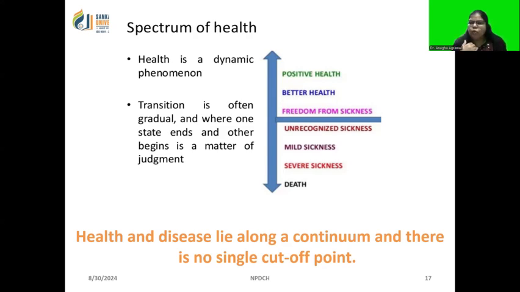Okay. Then when you actually catch the cold, at that time you have unrecognized sickness. That means the bacteria are there inside your body, multiplying, but not causing you any harm. So that is unrecognized sickness. Then comes mild sickness where you start having some cough and cold and later some fever, and then if you do not treat that, you will have severe sickness, that is pneumonia, and ultimately death. So this is a continuum. Health and disease lie on a continuum and there is no single cutoff point for it. Okay.